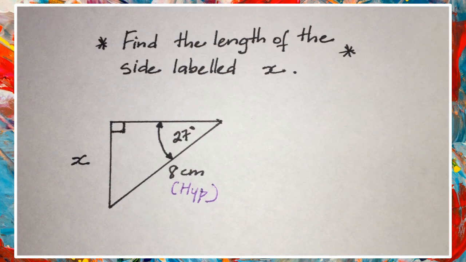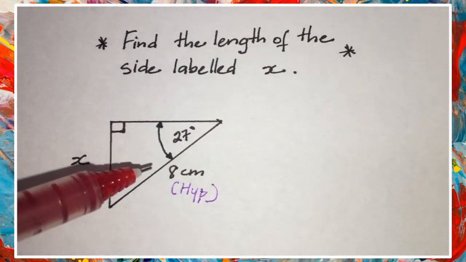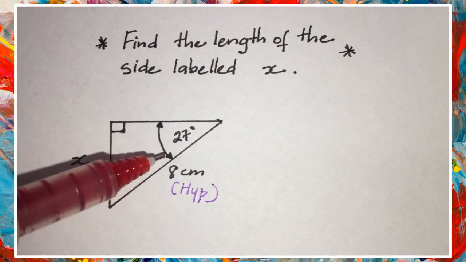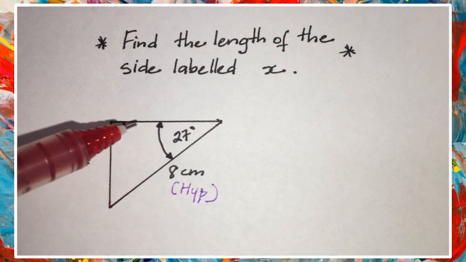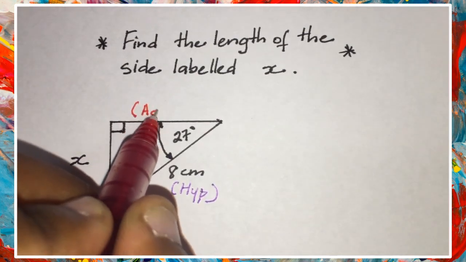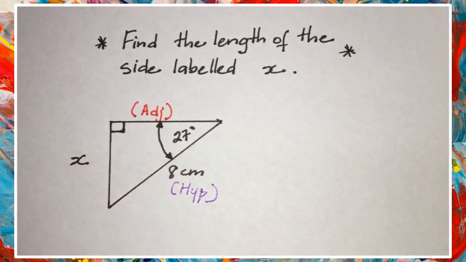Now, we know that between the adjacent and the hypotenuse, the angle is formed. So here's the hypotenuse, here's the angle, and the next line connecting them or forming the angle is this one. So this top line is the adjacent that we'll call ADJ for short.